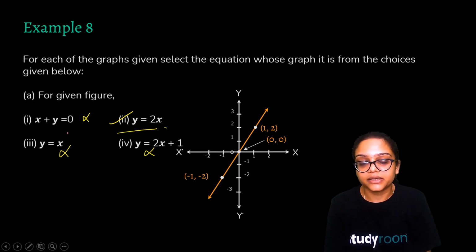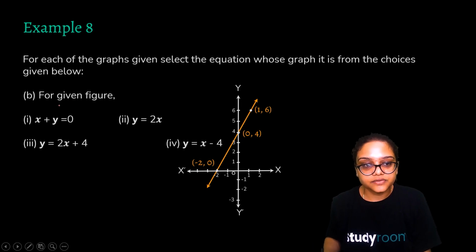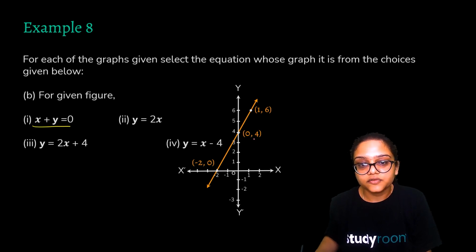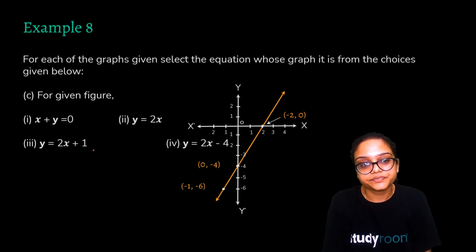I hope I'm clear now how to select the points. Again a question. First we'll check for the first point. So just start putting the values in this equation. First is 0, 4, not satisfied. 0, 4, not satisfied. 0, 4, satisfied. So 1 point would give you the answer.